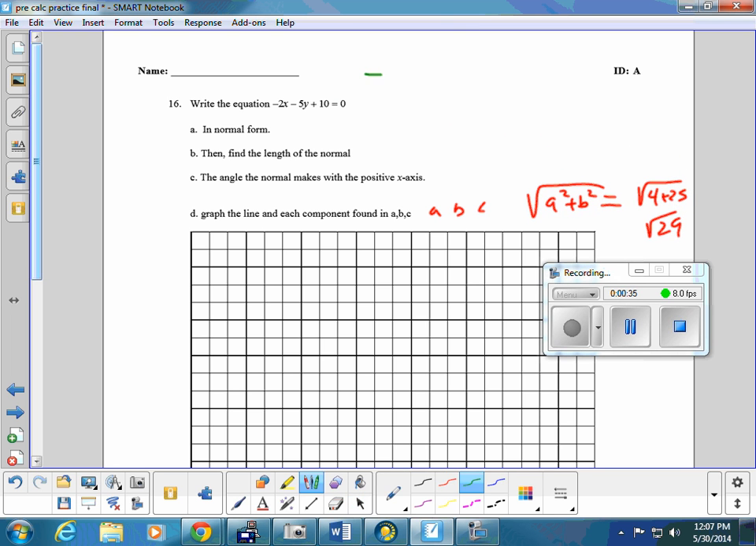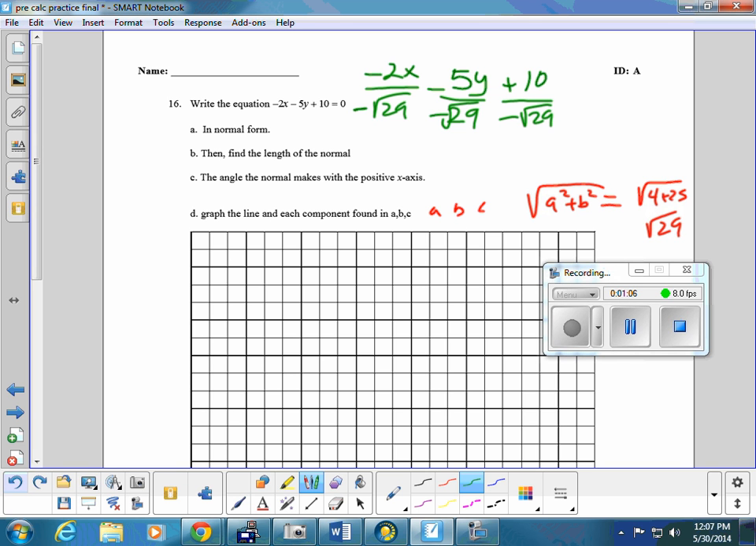Now, to get it in normal form, you take that value you just figured out, and you divide each term by that. So negative 2x divided by radical 29. And you use a negative radical 29 because there's a positive here. The reason is that the normal, which is the p-value, you want that to be a minus sign. So plus 10 is not negative right now. To make it negative, we have to use negative radical 29. So this is normal form.